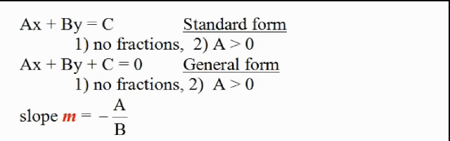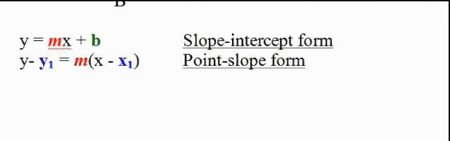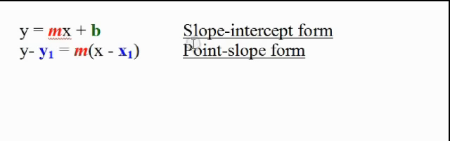That sometimes is helpful. The other two linear equations are the slope-intercept form and point-slope form. Notice in slope-intercept form that m is the slope and b is the y-intercept. In the other equation, (x1, y1) is the point that the line goes through and m is the slope.